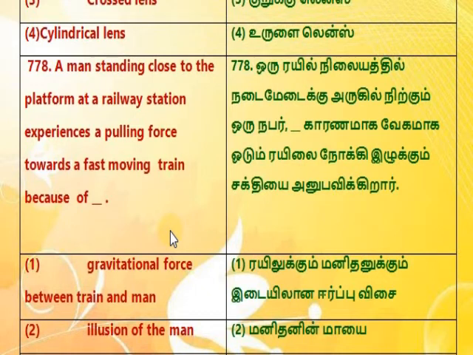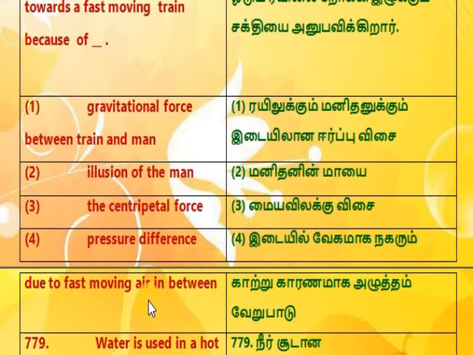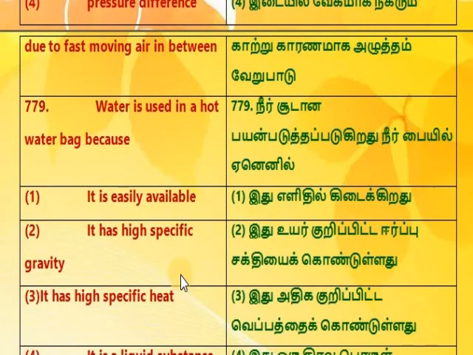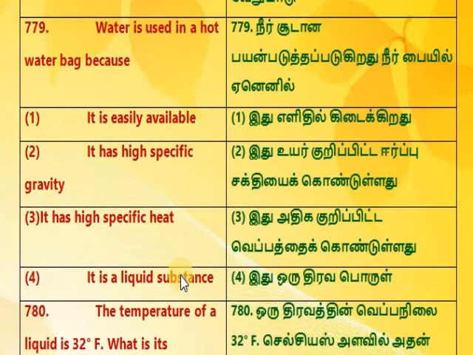778. A man standing close to the platform at a railway station experiences a pulling force towards a fast-moving train because of 1. Gravitational force between train and man, 2. Illusion of the man, 3. The centripetal force, 4. Pressure difference due to fast-moving air in between. 779. Water is used in a hot water bag because 1. It is easily available, 2. It has high specific gravity, 3. It has high specific heat.